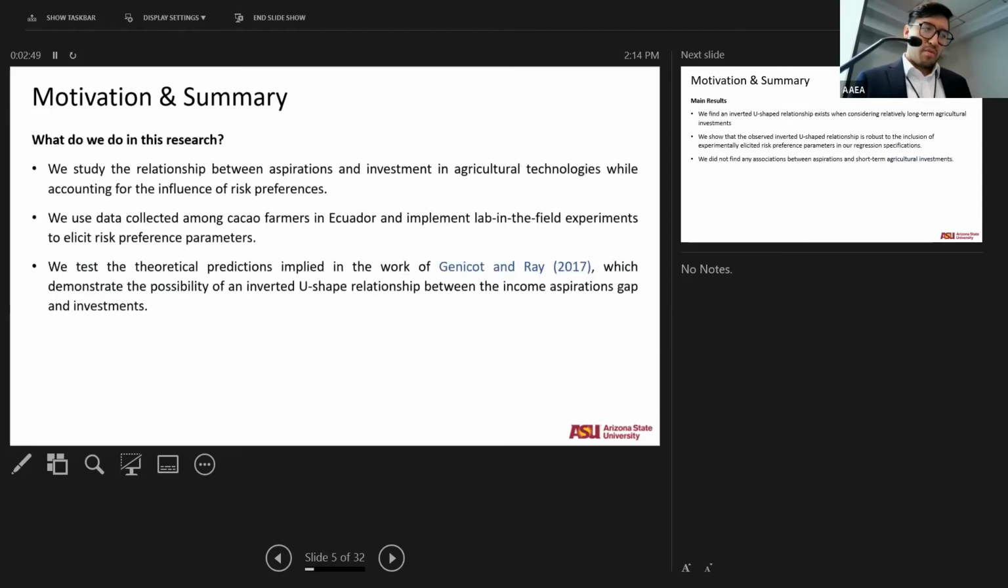So what we do in this research, well, we study the same thing as Martin already mentioned in his paper: the relationship between aspirations and investments in agricultural technology. One of the few things that differentiates my study from Martin's is that we account for the role of risk preferences. I'm going to talk a little bit more about this. We do this in a different context. Martin did it with cattle farmers in Kenya, which was a really cool example. We do it instead with cacao farmers in Ecuador. We also run risk preference experiments with them in the field. And we test this theoretical prediction implied in the work of Genicot and Ray in their 2017 Econometrica paper, where they demonstrate an inverted U-shaped relationship between the income aspirations gap and investments.